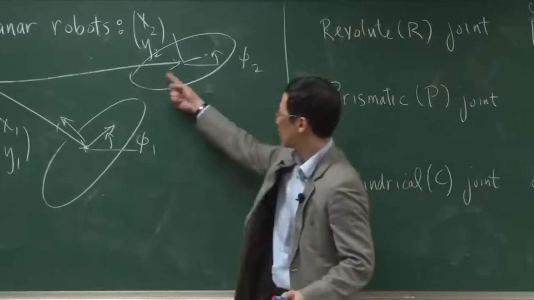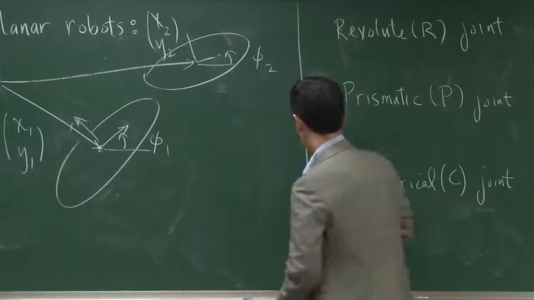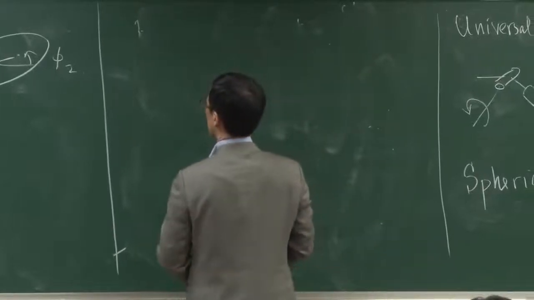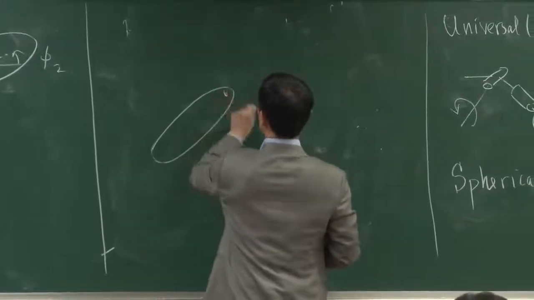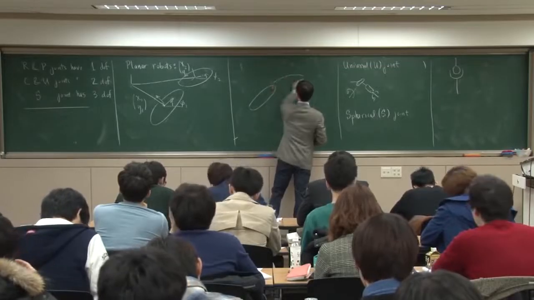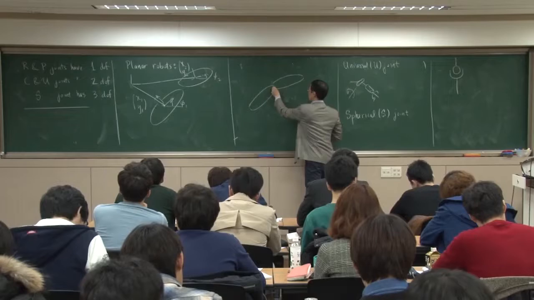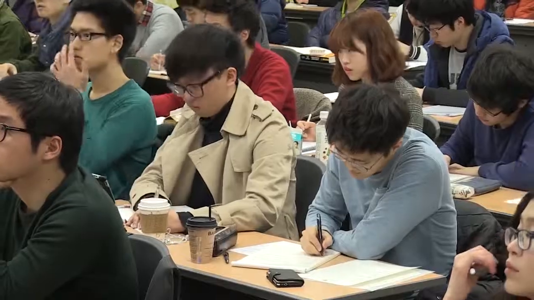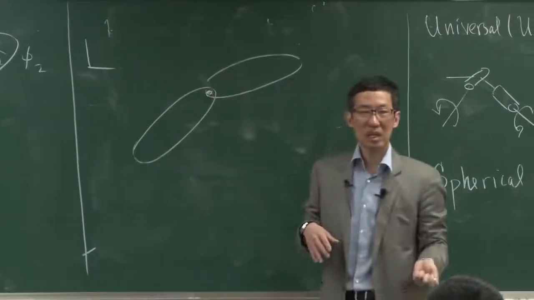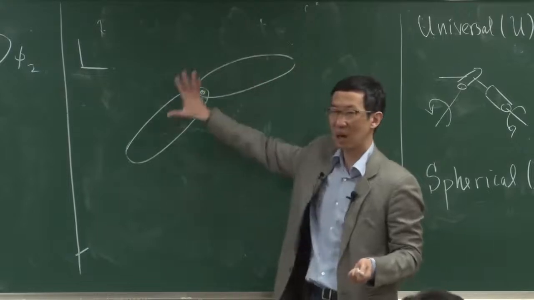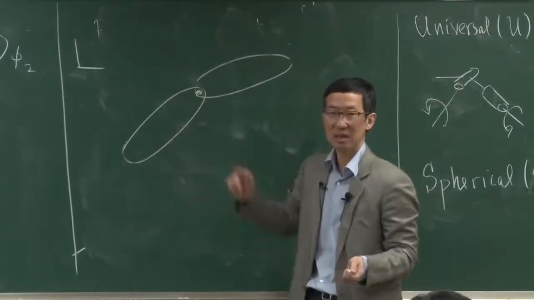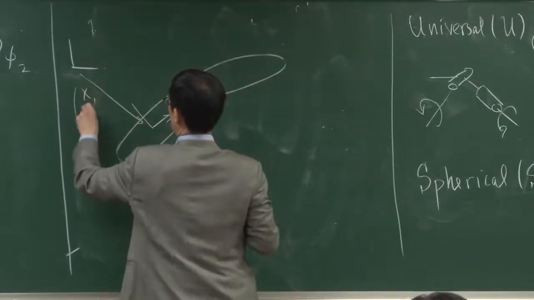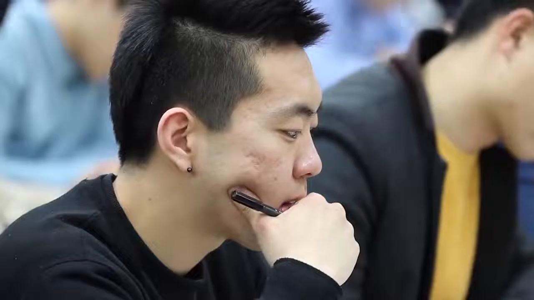Now we're going to connect these 2 rigid bodies using a joint. So here we go. Let's connect them using this R joint. How many coordinates do we need to describe the position and orientation of this robot, these 2 links? Well, let's see. We still need this.